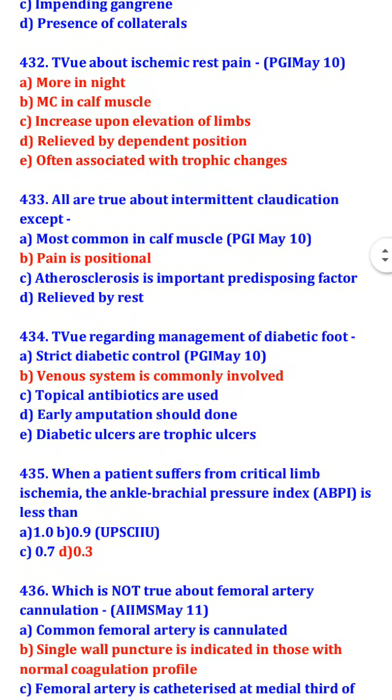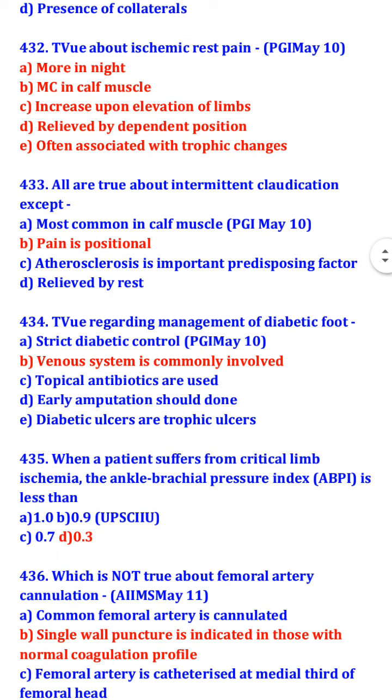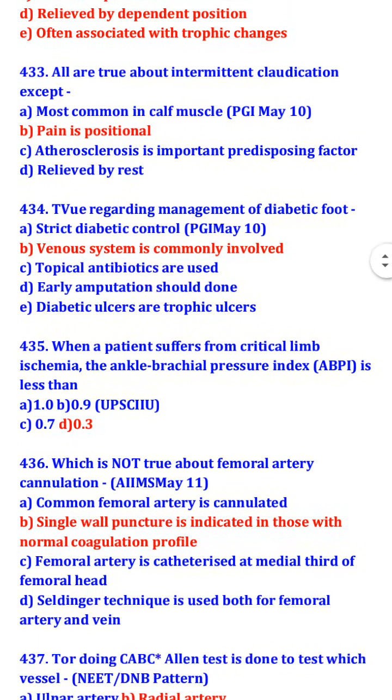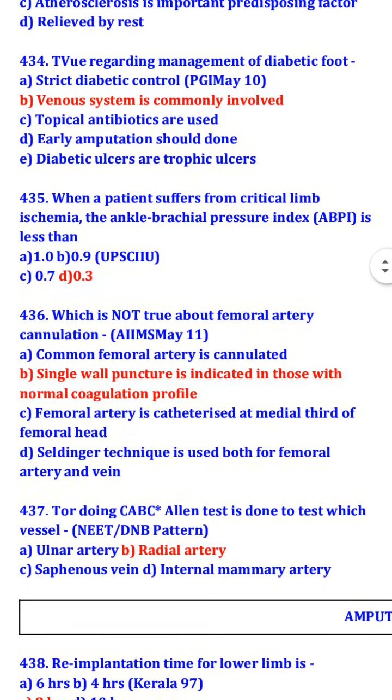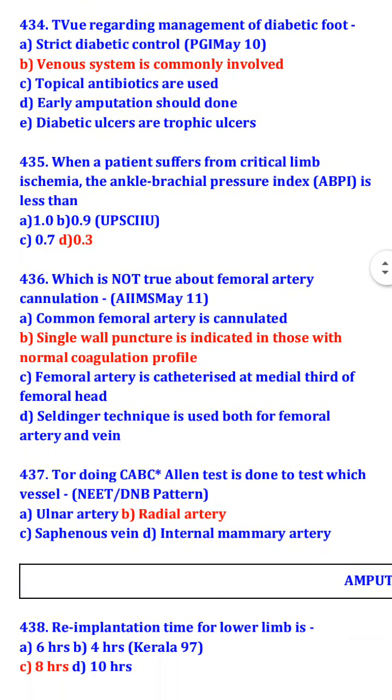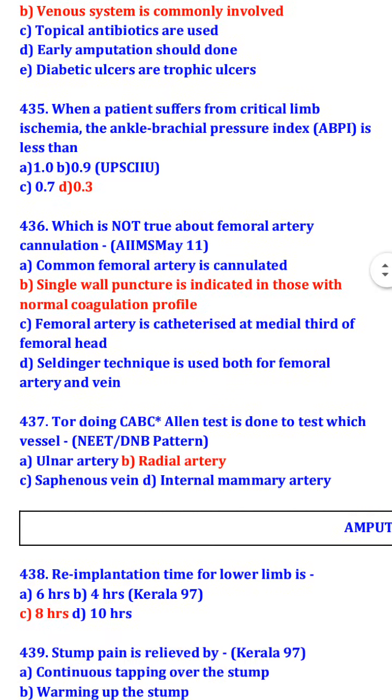True regarding management of diabetic foot: the venous system is commonly involved. When a patient suffers from critical limb ischemia, the ankle brachial pressure index, ABPI, is less than 0.3. Which is not true about femoral artery cannulation? Single wall puncture is indicated in those with normal coagulation profile is incorrect. The common femoral artery is cannulated. The femoral artery is catheterized at the medial third of the femoral head. Seldinger technique is used for both femoral artery and vein.